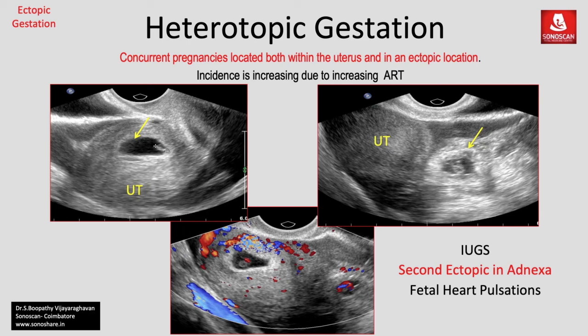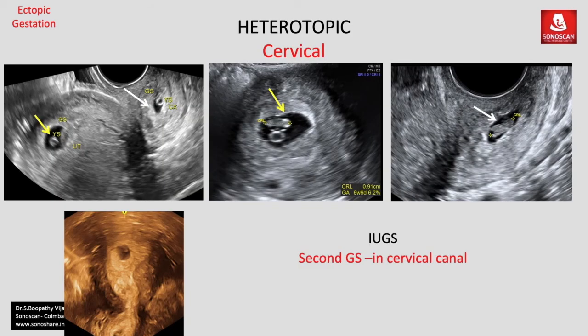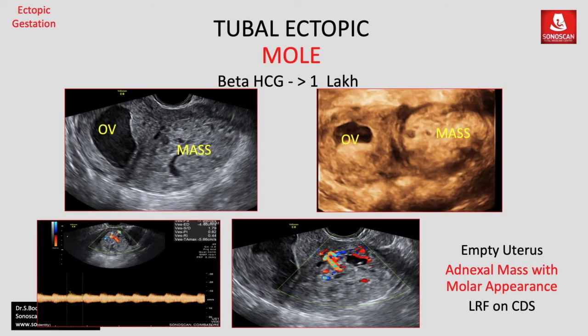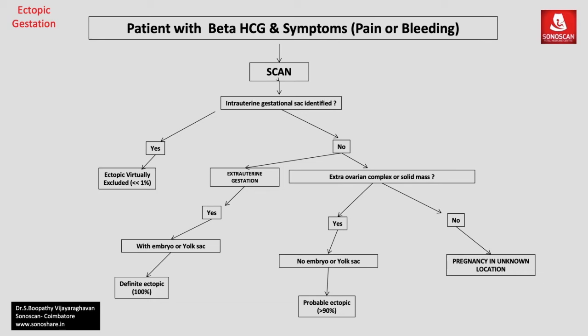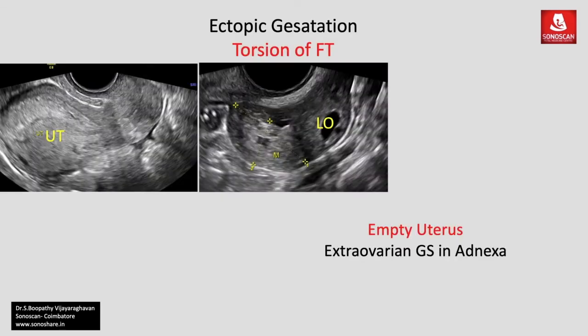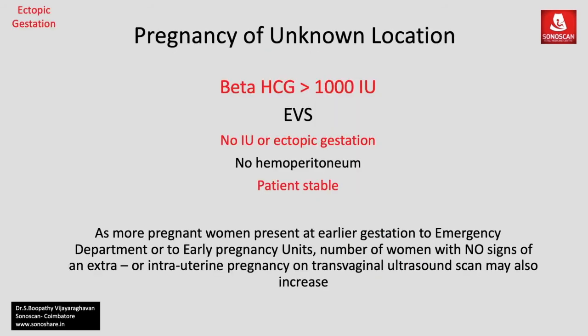both the locations. The gestation sac in the cervical canal, with embryo or appearance of a mole, and on color Doppler there is low resistance flow. So with a very high beta HCG, or raised beta HCG, and on endovaginal scan you don't see a mass or gestation sac, and when in real time you see, by the side of the uterus, an extrauterine or intrauterine pregnancy, the transvaginal ultrasound scan may also increase.